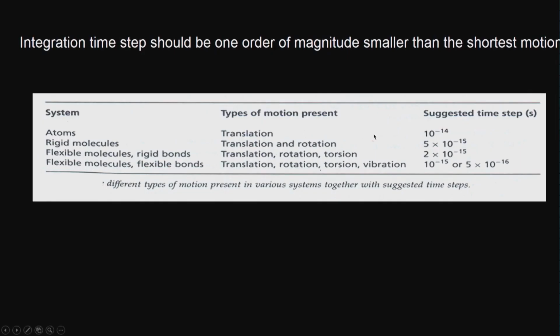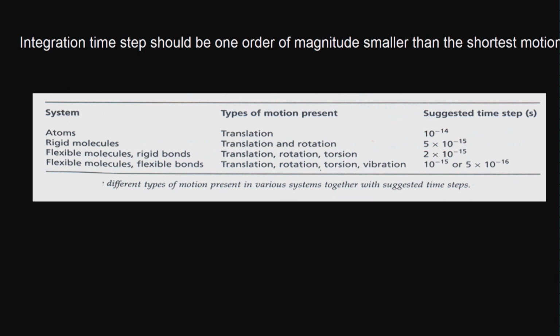If you are looking at atoms and you want to see atom motion, generally we are talking time steps in the order of 10 power minus 14 seconds. Wow. If you have rigid molecules, you are looking at translation and rotation, then you should go 5 into 10 power minus 15, still a smaller step. If you are looking at flexible molecules, rigid bonds, translation, rotation, torsion, you need time steps of 2 into 10 power minus 15. If you have flexible molecules, flexible bonds, so you want translation, rotation, torsion, vibration, you go almost to 10 power minus 16 time step, very small time steps.